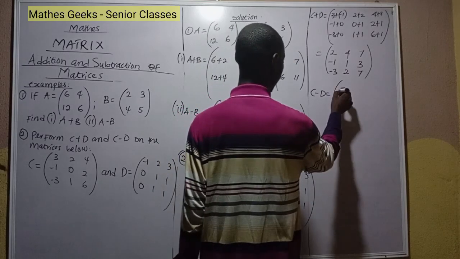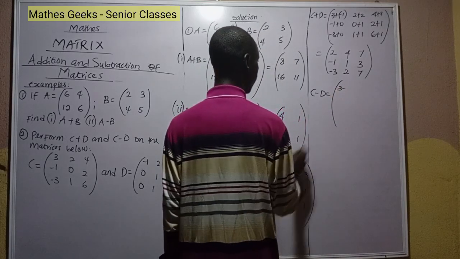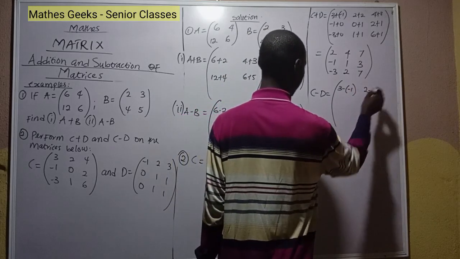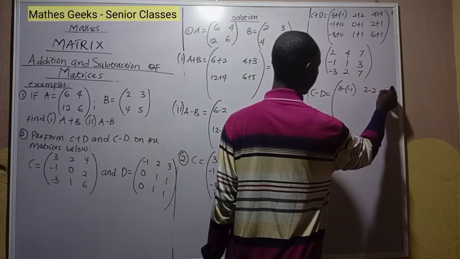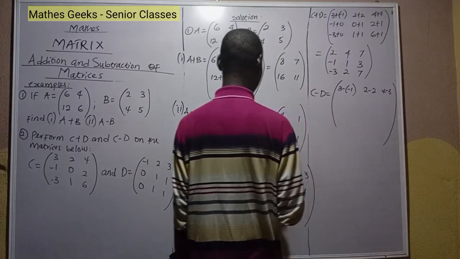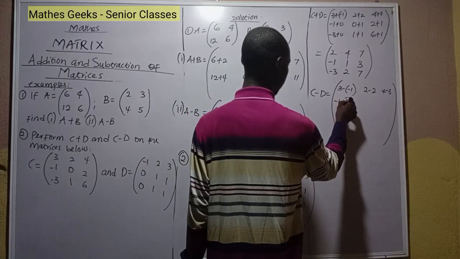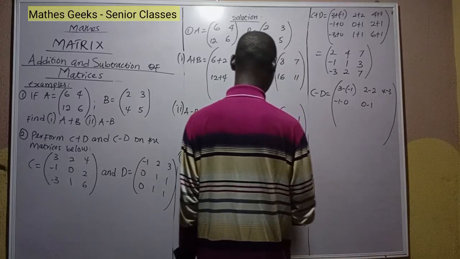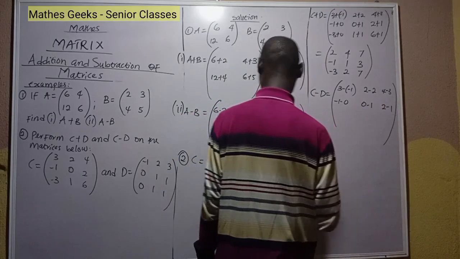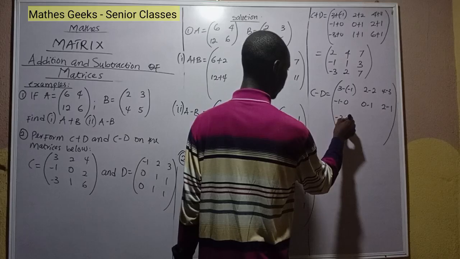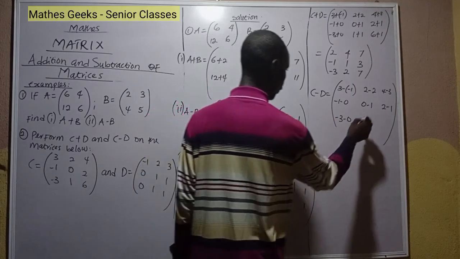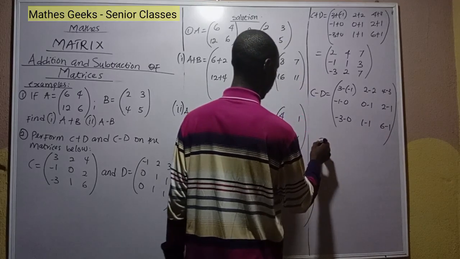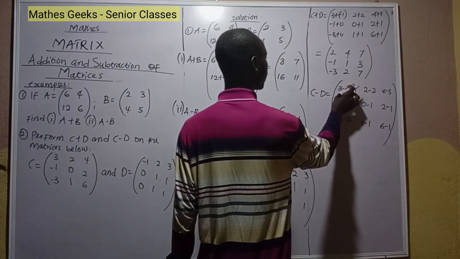Same thing. 3 minus minus 1, 2 minus 2, 4 minus 3, minus 1 minus 0, 0 minus 1, and 2 minus 1, minus 3 minus 0, 1 minus 1, 4 minus 1, 6 minus 1. Remember, minus times minus is plus.